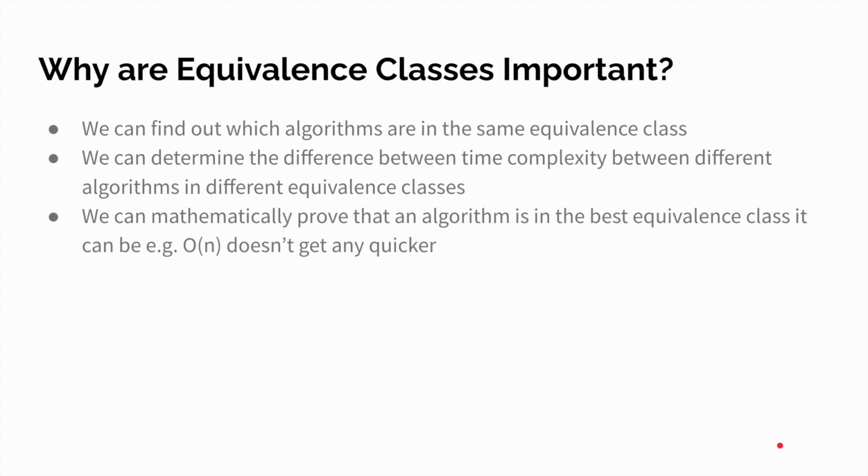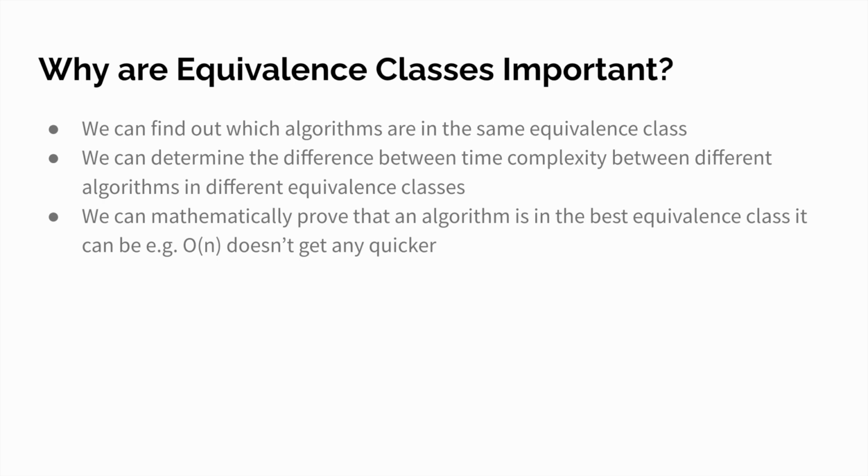So these are equivalence classes, but why are they important? Well, we can use them. We can find out which algorithms fall within the same equivalence classes, and we can determine the difference in time complexity between different algorithms and different equivalence classes. So we group different algorithms together based on roughly how efficient they are. If they're of a similar efficiency or time complexity, we can group them into one equivalence class. Through equivalence classes, we can mathematically prove that an algorithm is in the best equivalence class it can be. So it's the most efficient.